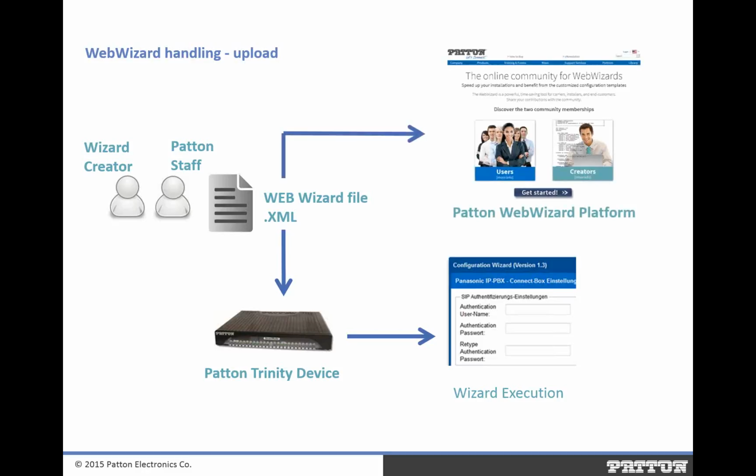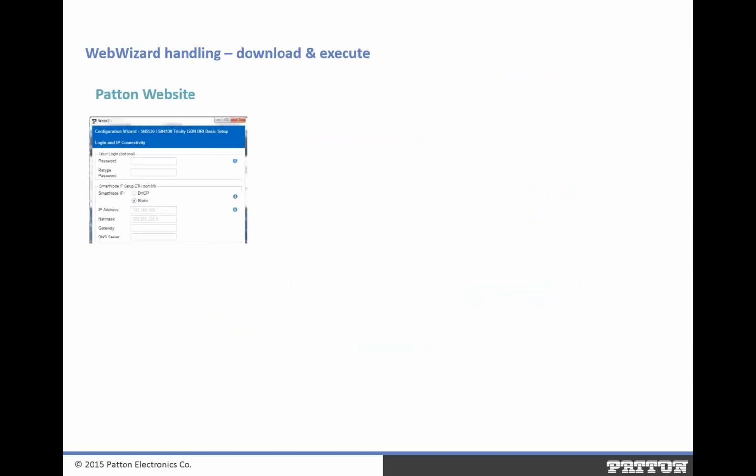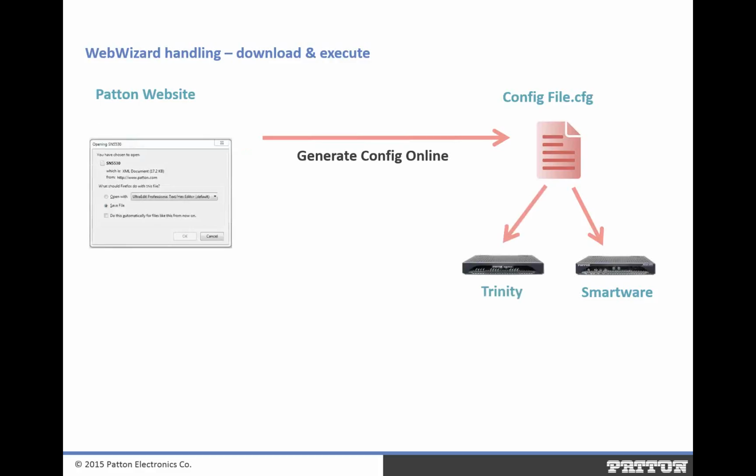The other possibility is that the wizard file can be uploaded to our so-called WebWizard community platform, and I will show you there what options you have on that platform. Here on that online community platform, you can run a wizard online, which will generate a config file. Depending on how the wizard was created, it will generate a config file for a SmartWare device, or it can generate a config file for a Trinity device. So that's one option on the online platform.